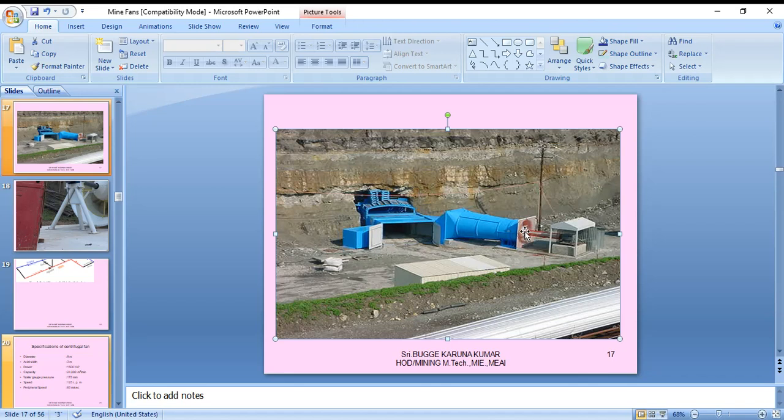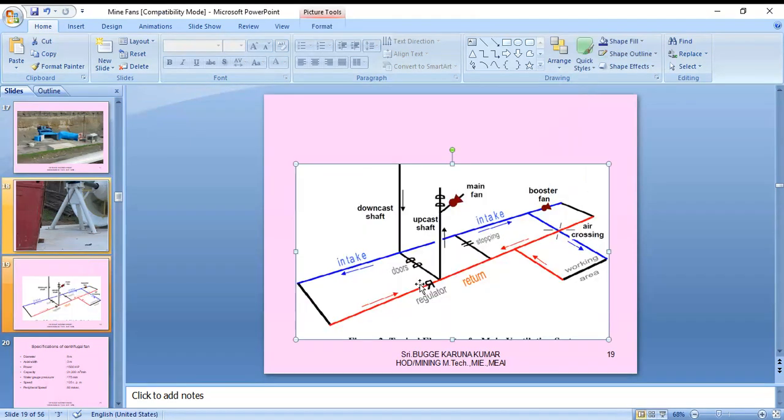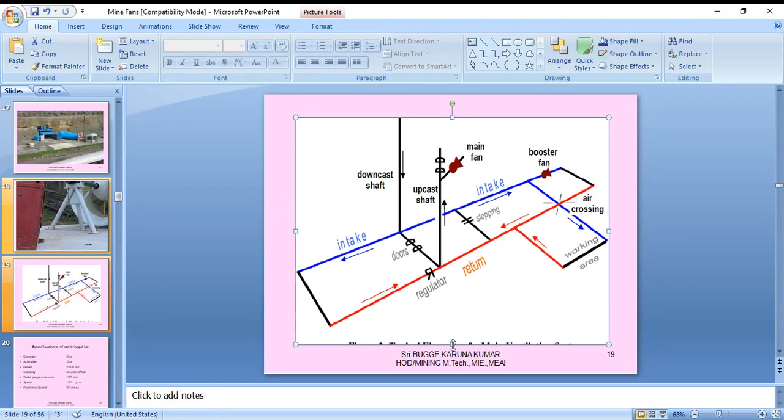Always there are some other checkings regularly going on. There is a water gauge, pressure gauge. If anything is dropping, they maintain it, and an alternative arrangement is also made. And similarly, the complete network I'm showing here, what is happening in the mine, how the air is entering and how the air is going.